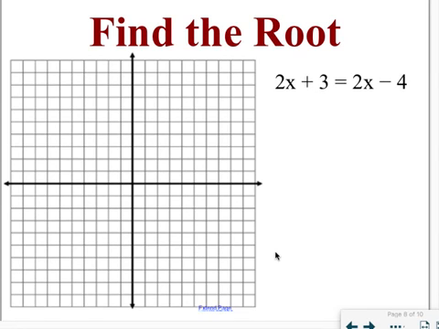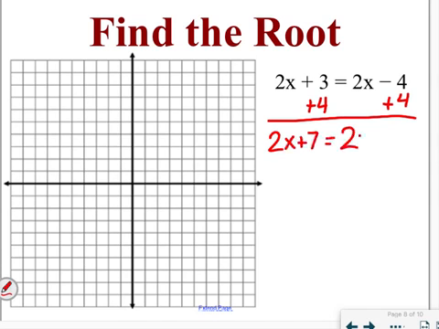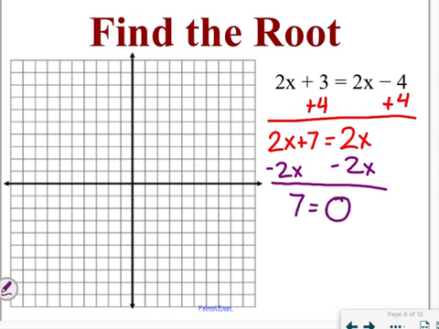The last two examples we're going to talk about are two special cases we have when we are trying to find the solution to an equation. So our goal is to try and get the equation equal to 0. The first thing I'm going to do is move that 4 over to the other side, so I end up with 2x plus 7 is equal to 2x. We're still not equal to 0, so I'm going to move that 2x over to the other side, and we end up with 7 is equal to 0.